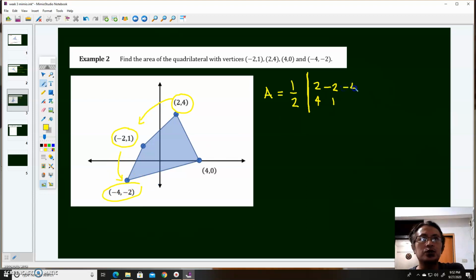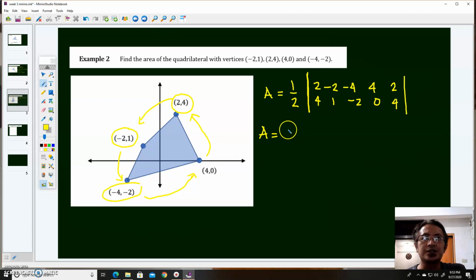Negative 4, negative 2. Then the next vertex is this, 4, 0. And remember, we will end where we started, 2, 4. There. And then we apply the shoelace. This is just, remember, this is the matrix. And now we will do the formula, the shoelace.